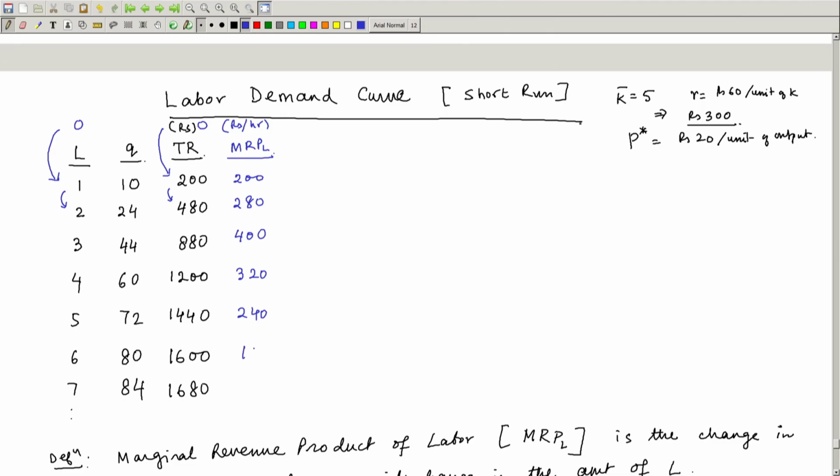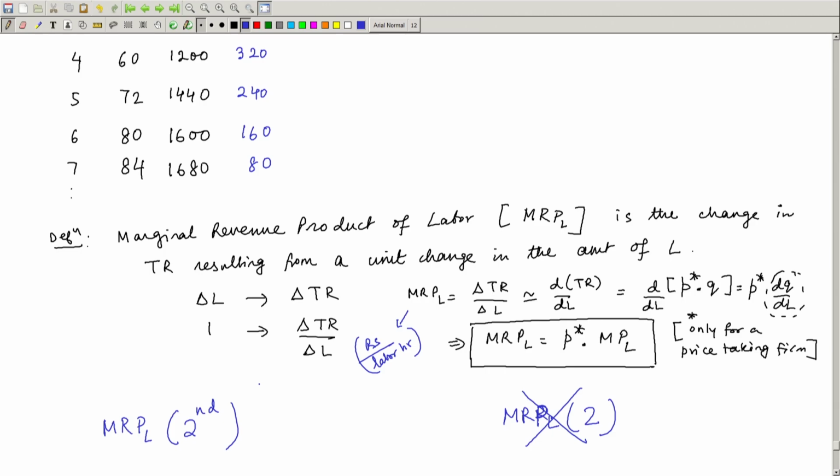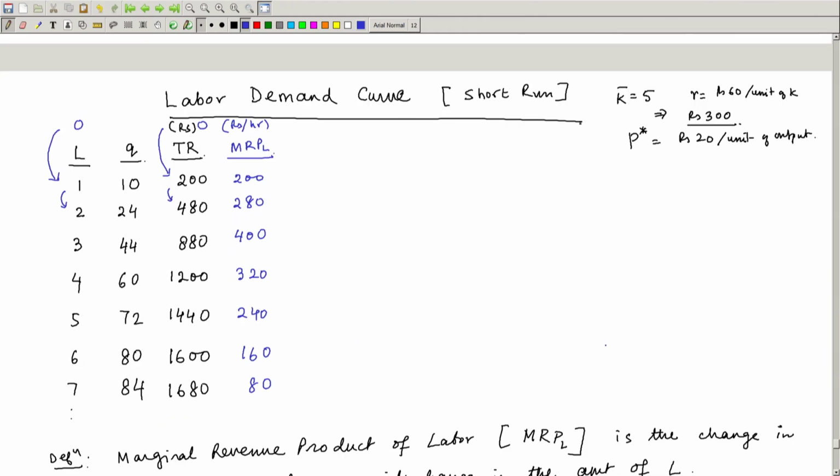So, that is 160. And for the seventh labor unit, it is 1680 minus 1600, which is 80, right. So, this is the marginal revenue product of labor. All I have done is I have said if the firm were to add one more labor unit to its plant, by how much does the revenue change? So, I looked at the new revenue and I subtracted the previous revenue. Okay. Now, a few minutes back I said marginal revenue product of labor is also the price times the marginal product of labor. So, let us verify that.